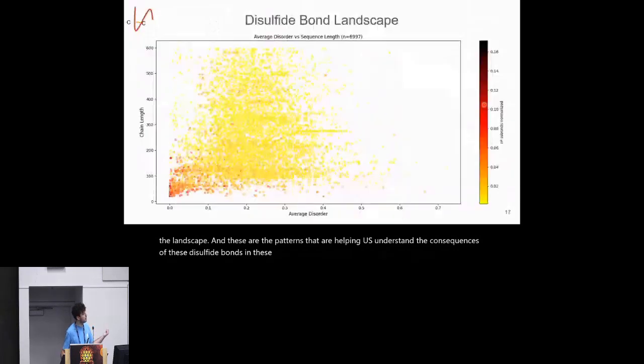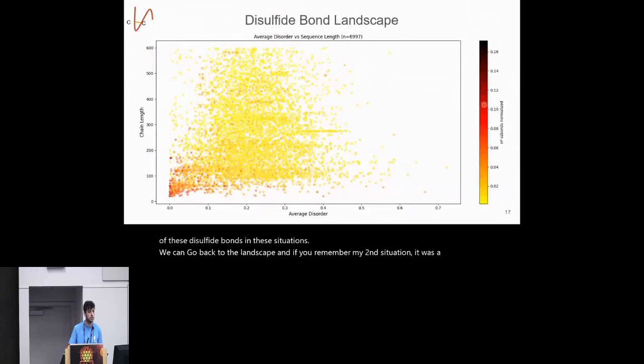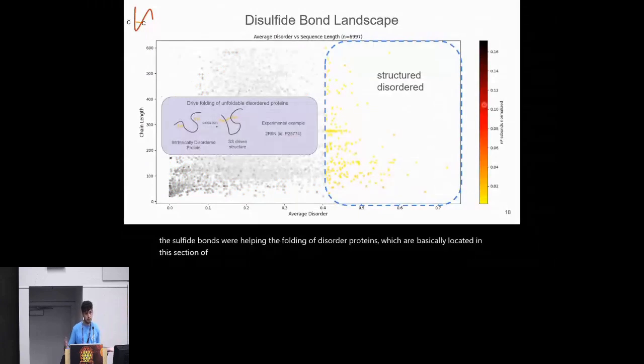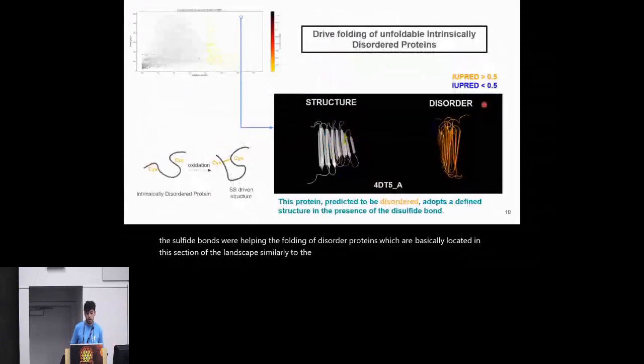We can go back to the landscape, and if you remember my second situation, it was a case when disulfide bonds were helping the folding of disordered proteins, which are basically located in this section of the landscape. Similarly to the previous case, we selected our most disordered protein, which is this one.